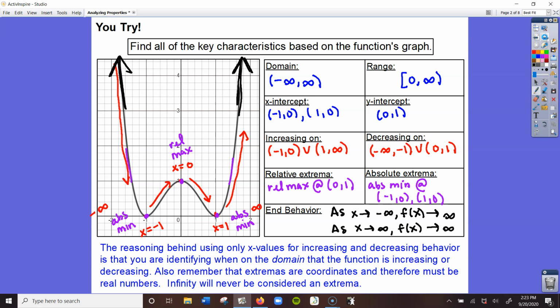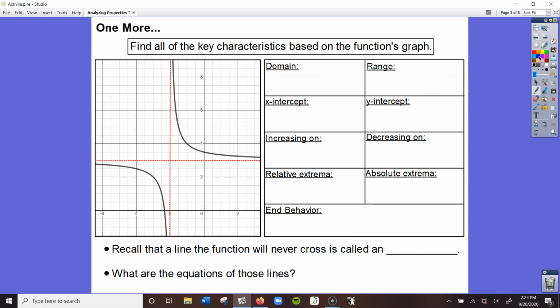We're just going to practice this with one more graph. Let's start with domain and range. Actually, let's start with filling out these two questions so that it can help us with this chart. So here it says, recall that a line the function will never cross is called an asymptote.